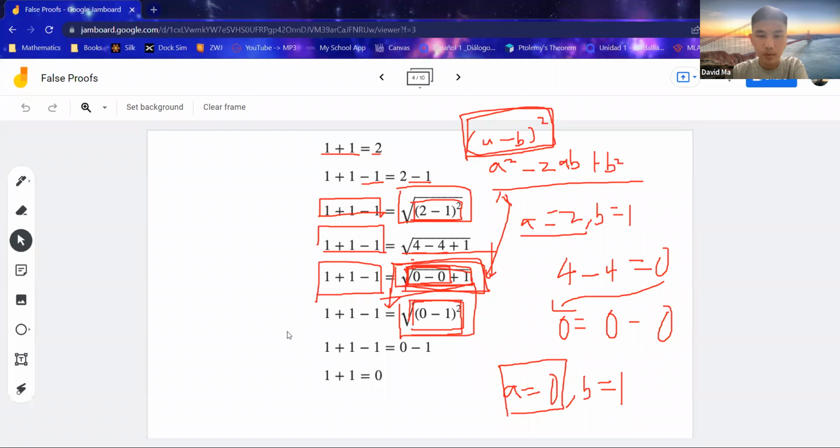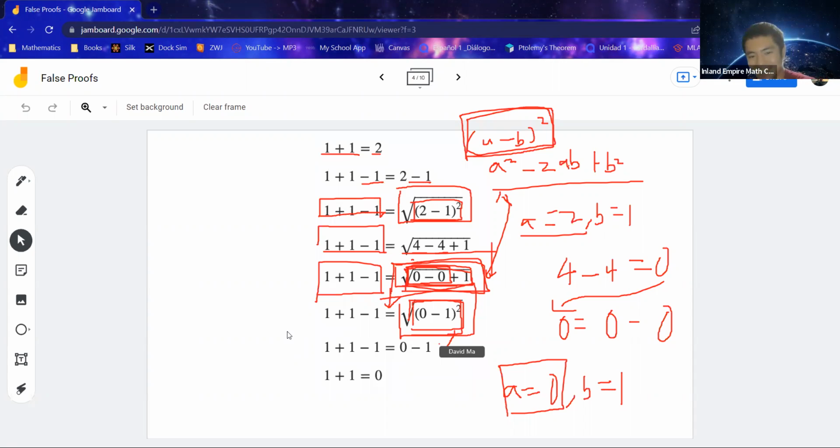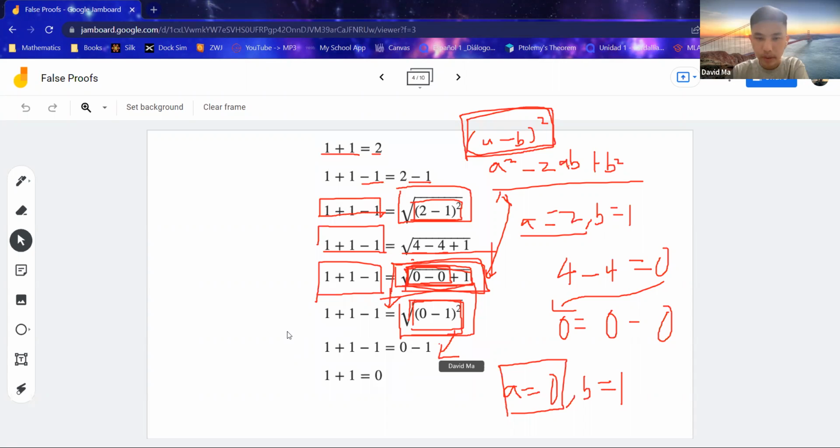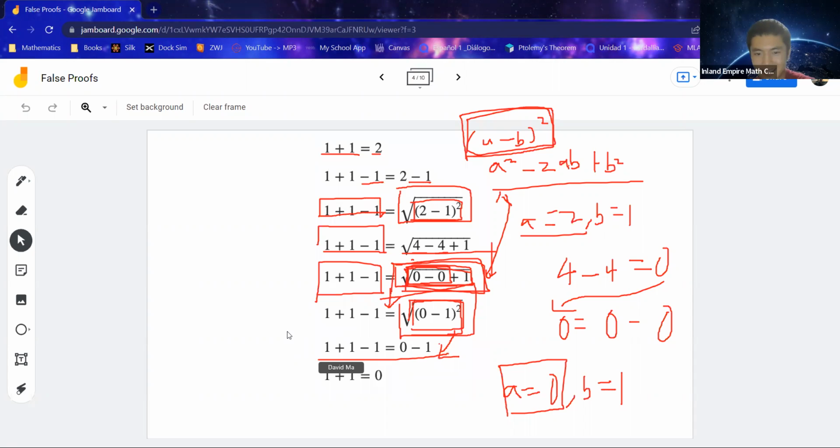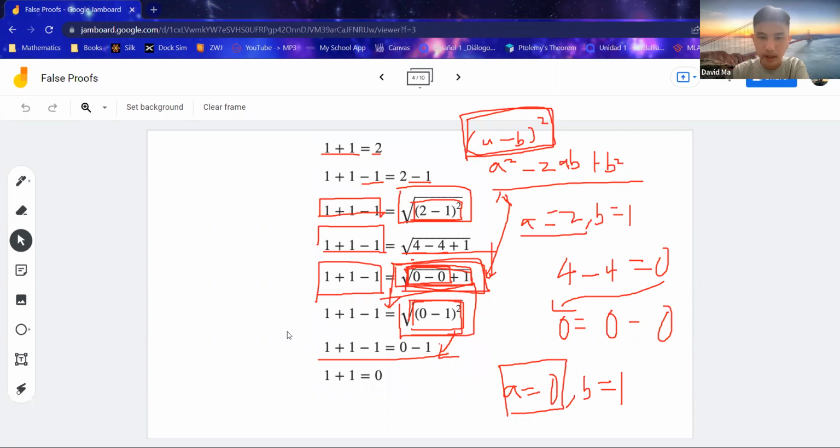No? Okay, move on. So the square and the root cancel out, and you get 0 minus 1. And then 1 plus 1 minus 1 equals 0 minus 1. Actually, you add 1 to both sides, and if you add 1 to both sides, the negative 1 cancels out. And you get 1 plus 1 equals 0, which means 2 equals 0. Now, this is obviously incorrect.